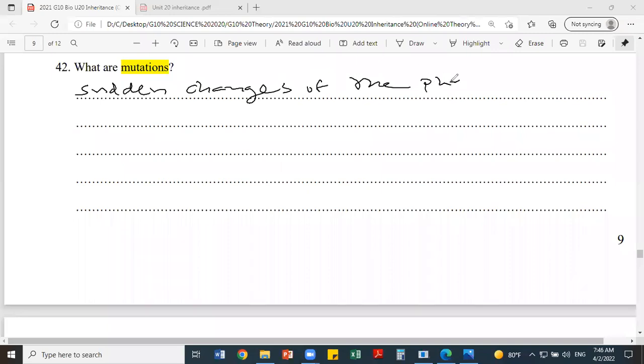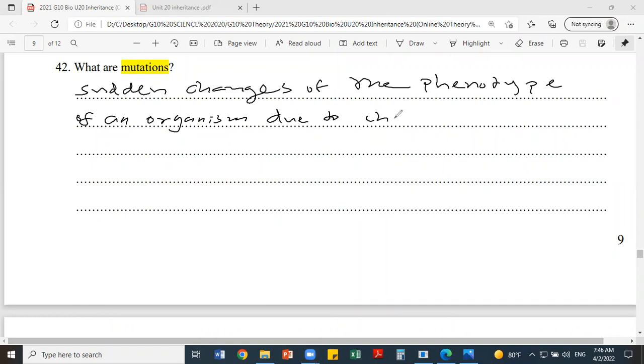Phenotype means appearance. Because we can't see the genes with our naked eye, what we observe is what is expressed to the outside, called phenotype. What is expressed to the outside due to the genes is called phenotype. Sudden changes of the phenotype of an organism due to the changing of the DNA.